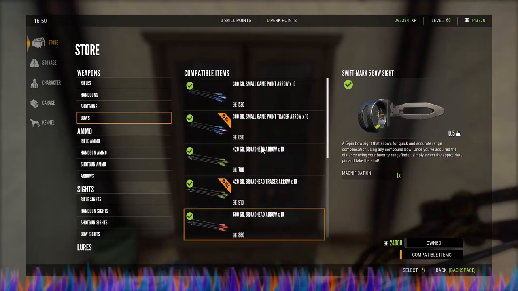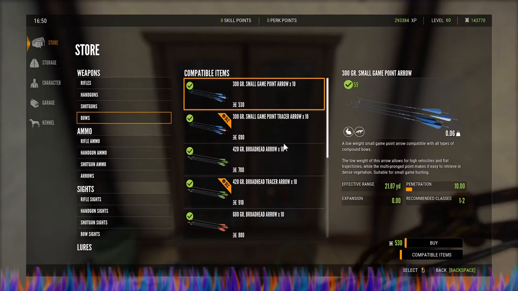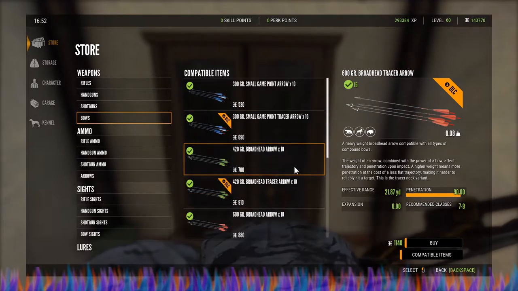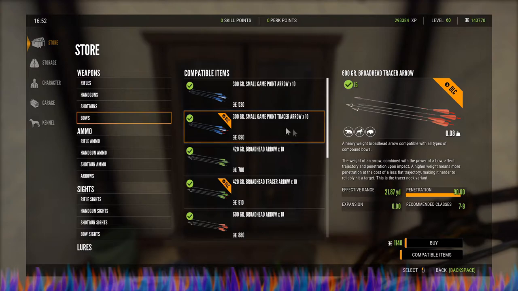So with the arrows, you're going to have 2 different variations of each of 3 grains of arrows. I'll go on and say the tracer arrows are all DLC from the high-tech hunting pack, and they are unlocked from the start as soon as you download and install that DLC. That means that you can actually hunt with the 300 grain or the 600 grain before you unlock them in the game if you have the tracers. They will cost you more, but you can go on and purchase them and hunt with them.